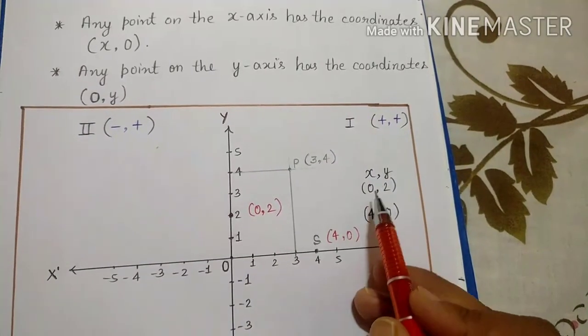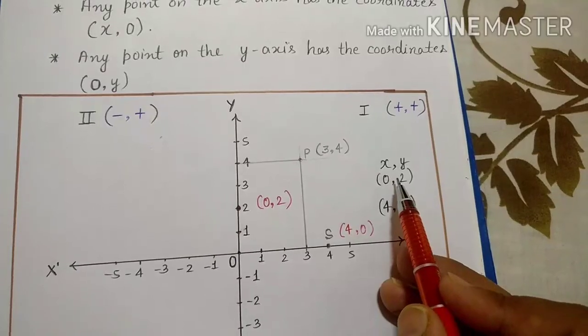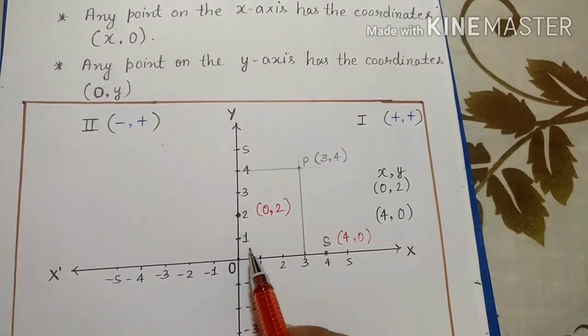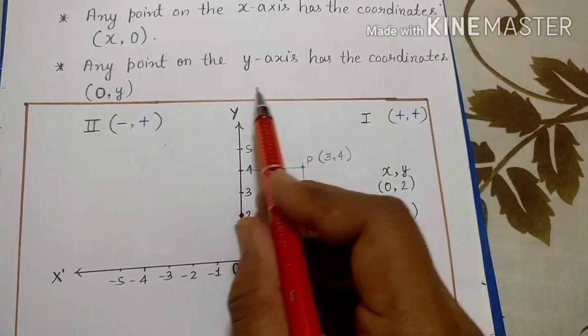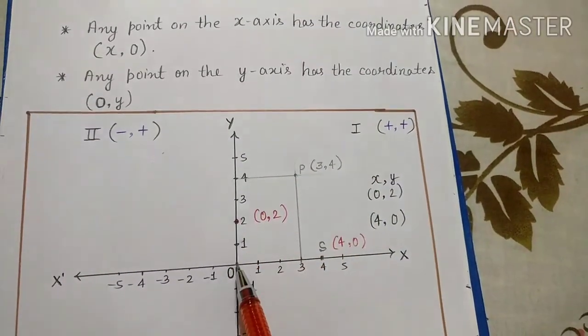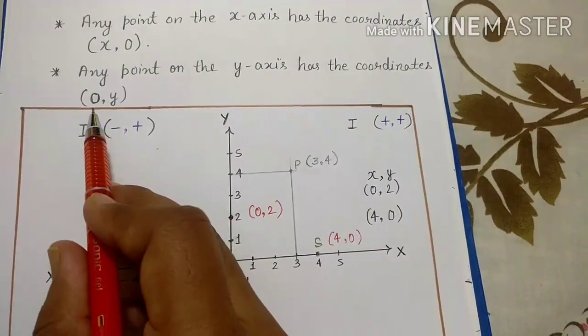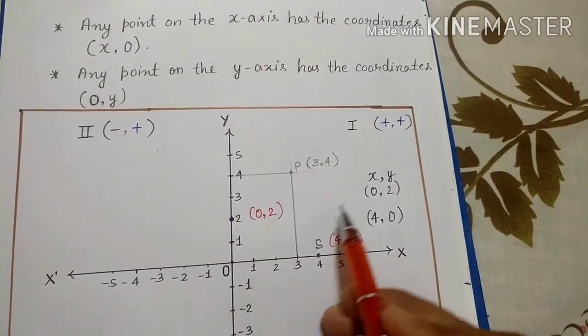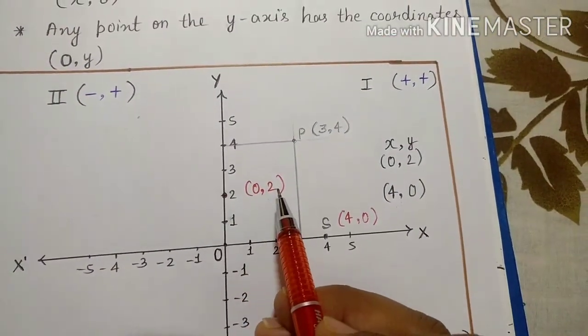So this point should show (0, 2), because the position of x is 0 only. That's why we have shown 0 only. And the position of y is 2, so the perpendicular distance along the line is 2. This point is on the y-axis, so its coordinate should be (0, y). It means the position of x should be 0, and then y is 2. So we can show (0, 2) here.